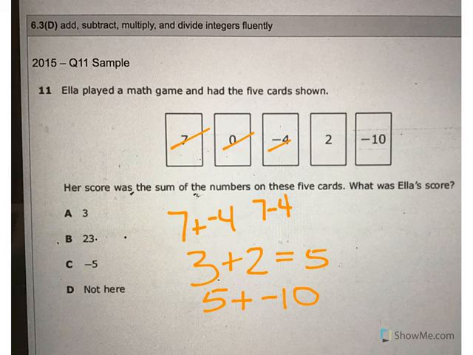One number is positive, one number is negative. I take the number with greater absolute value, negative 10. The absolute value of negative 10 is 10. 10 minus 5 is 5. Is it positive 5 or negative 5? I'd go back. My greater number was negative. Therefore, my answer was negative.